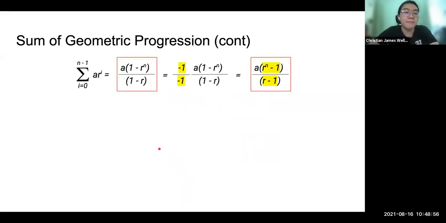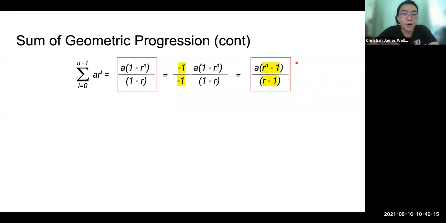Here's a little bit more on it. We can factor the minus 1 out from both the numerator and the denominator. Then you can flip the order inside the parentheses. It becomes a times r to the power n minus 1, divided by r minus 1. I personally use this more often.